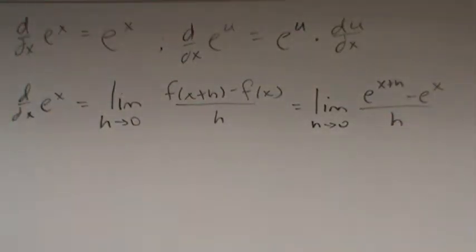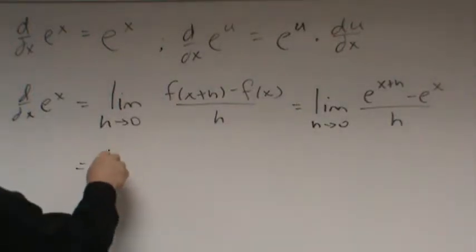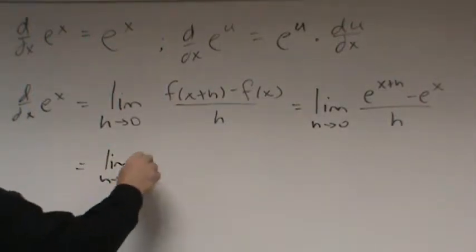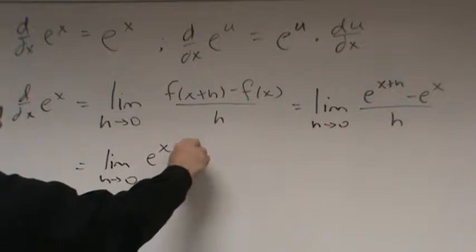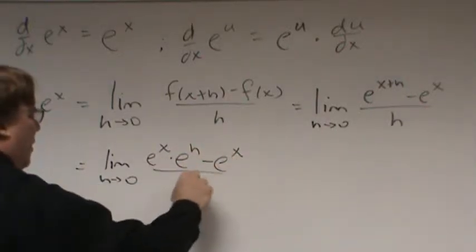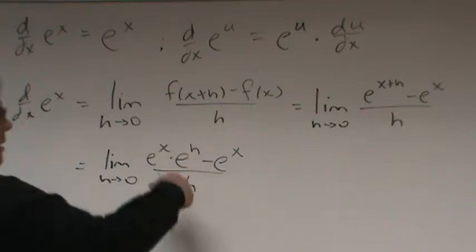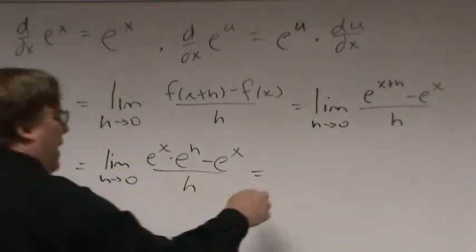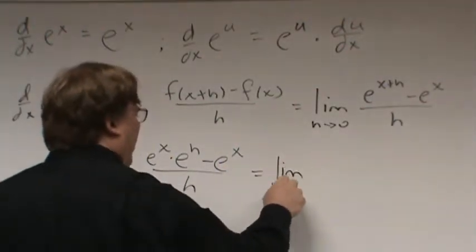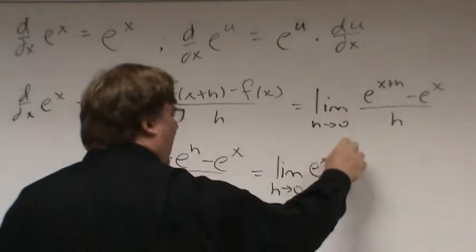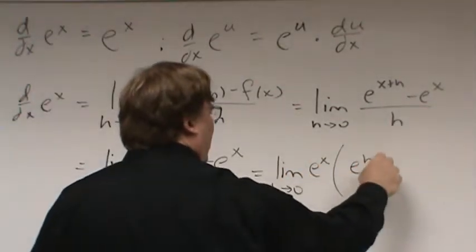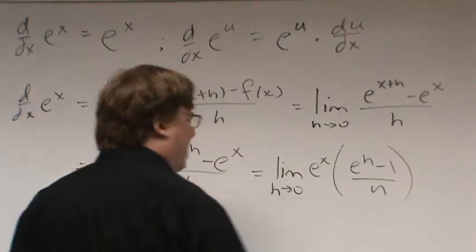Okay, and now I'm going to split up that exponential. So I get the limit as h approaches 0 of e to the x times e to the h minus e to the x over h. You guys okay that when I have the product of two exponentials with the same base, I can just add the exponents? And so I can go the other way as well. And now I'm going to factor out e to the x. So I get the limit as h approaches 0 of e to the x times e to the h minus 1 over h.